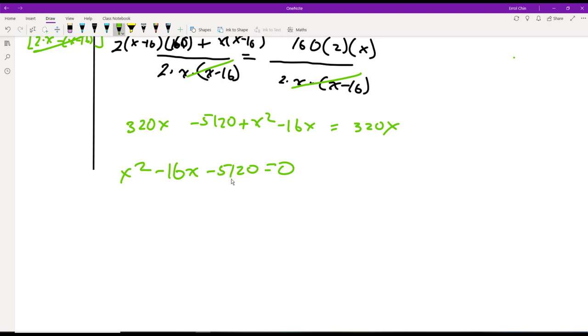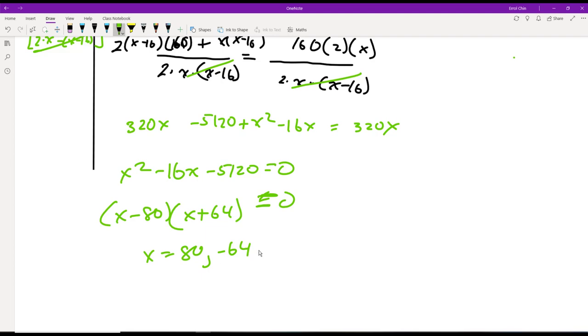We can factor this actually. I'm not going to waste your time. I'm going to just show you that it's factorable. It's x minus 80, x plus 64 is equal to 0. Oops, that's an equal 0. Alright, what are my solutions? Oh, x is equal to 80 or negative 64.